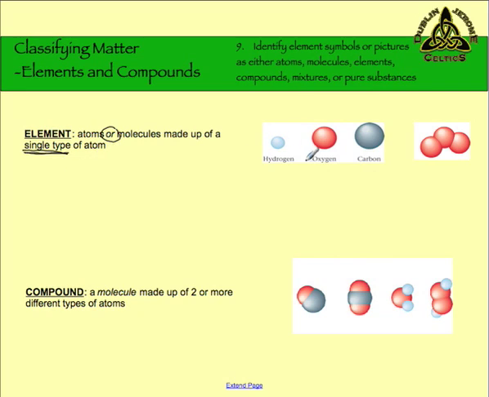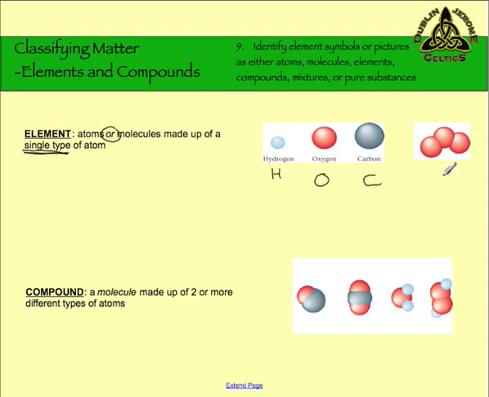So let's look over here. Again, using pictures. I have a single atom of hydrogen. That's an element. An atom of oxygen. That's an element. It's on the periodic table. Carbon, a single atom of carbon.